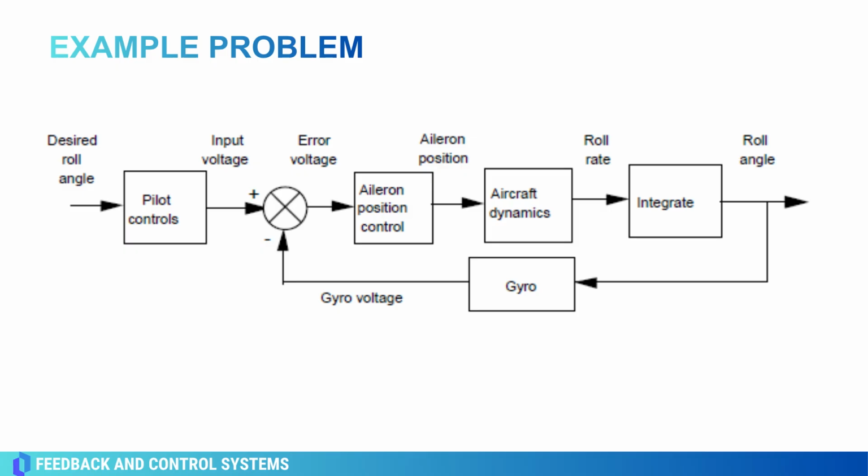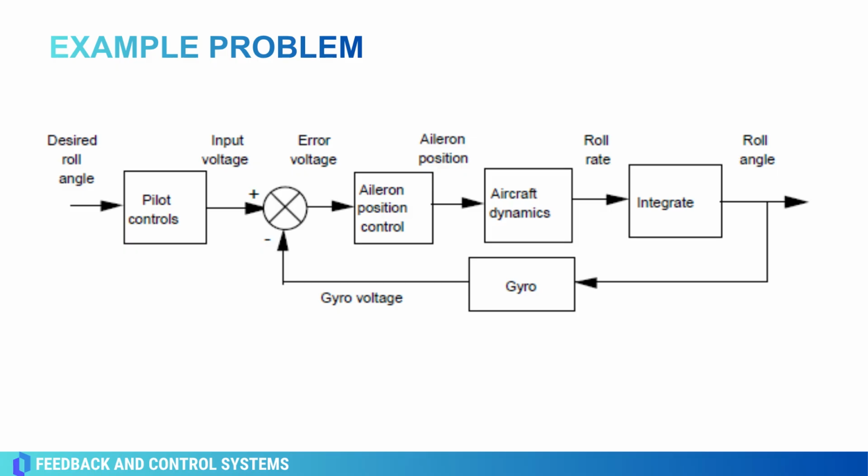That's an example of a control system, specifically a closed-loop control system, wherein the measurement is fed back through a feedback path. Then it compares the response. In this example, it compares the actual roll angle to the desired roll angle.